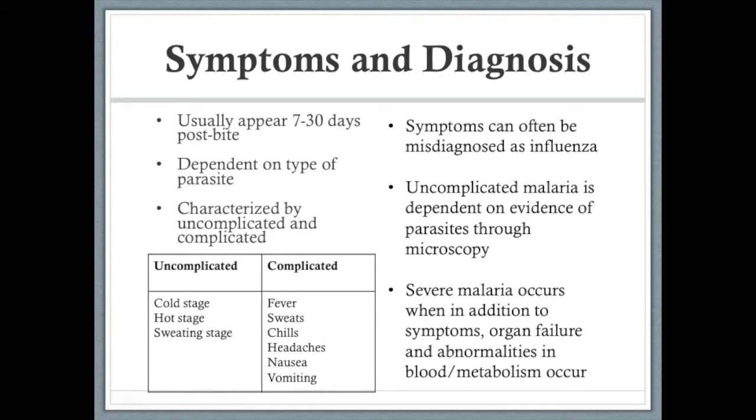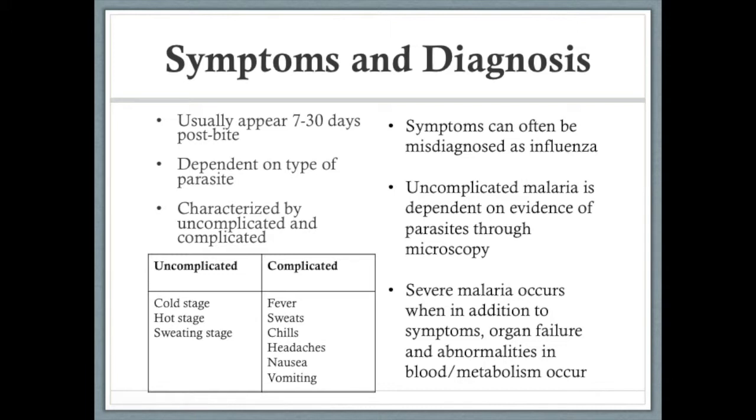Uncomplicated malaria is rarely observed and only lasts between 6 and 10 hours. Symptoms of uncomplicated malaria include a cold stage, a hot stage, and a sweating stage. The combination of fever, sweats, chills, headaches, nausea, and vomiting can seem like influenza symptoms. Diagnosis of uncomplicated malaria is dependent on evidence of parasites through microscopy.